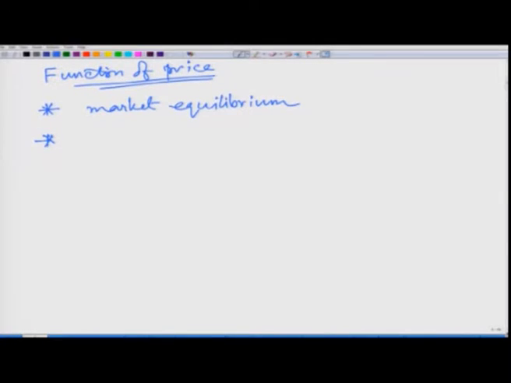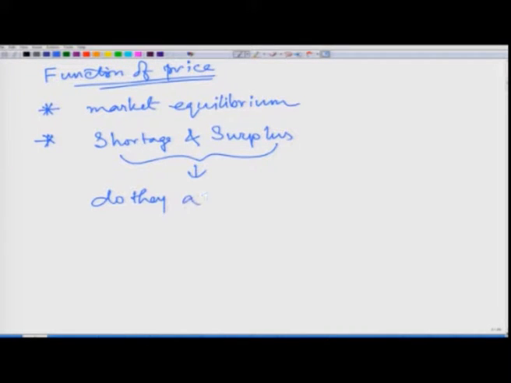The second one is, as a good becomes scarce, the price goes up, and as the good becomes abundant, then the price will come down, in case of shortage and surplus. But do they affect the consumers or the market as a whole? Do they affect the consumers or the suppliers, or here healthcare providers or firms? How do these affect?